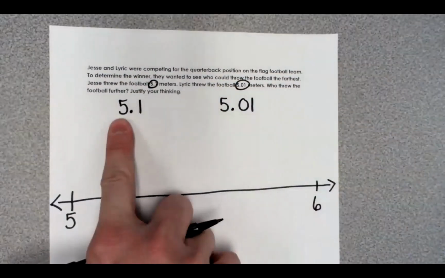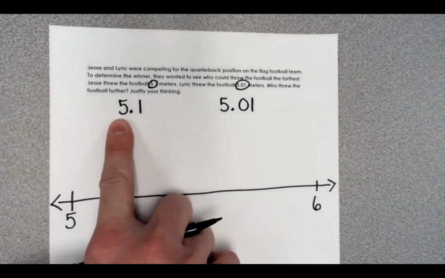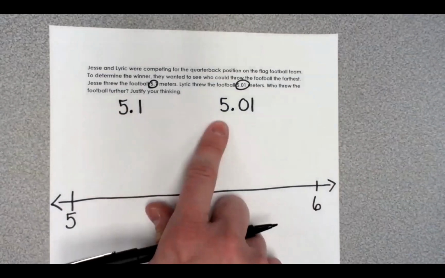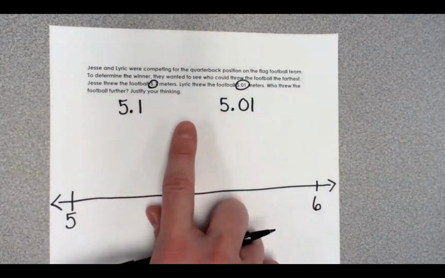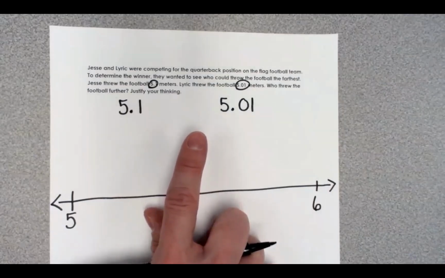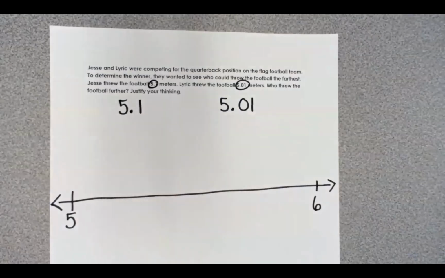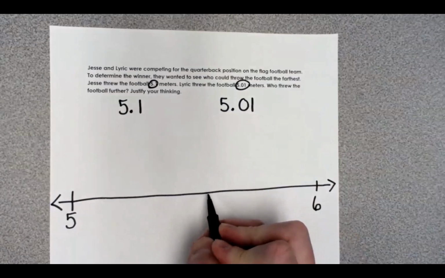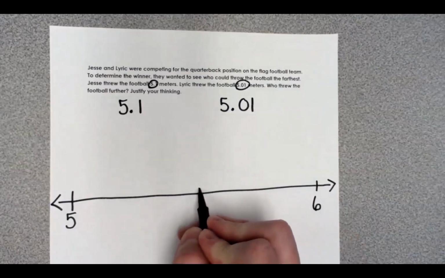So I'm trying to figure out who threw the football farther. There's a 5 in the ones place again, and that's not going to help me, so I need to look at the tenths place. I know that the tenths place is 1/10 the value of the ones place, and I'm going to partition my line into 10 equal parts between 5 and 6. I always like to start with a midpoint.